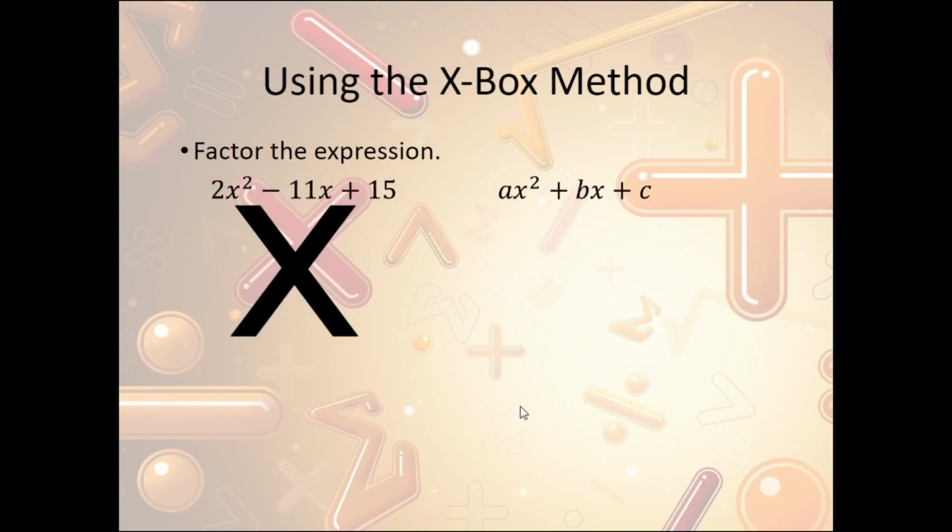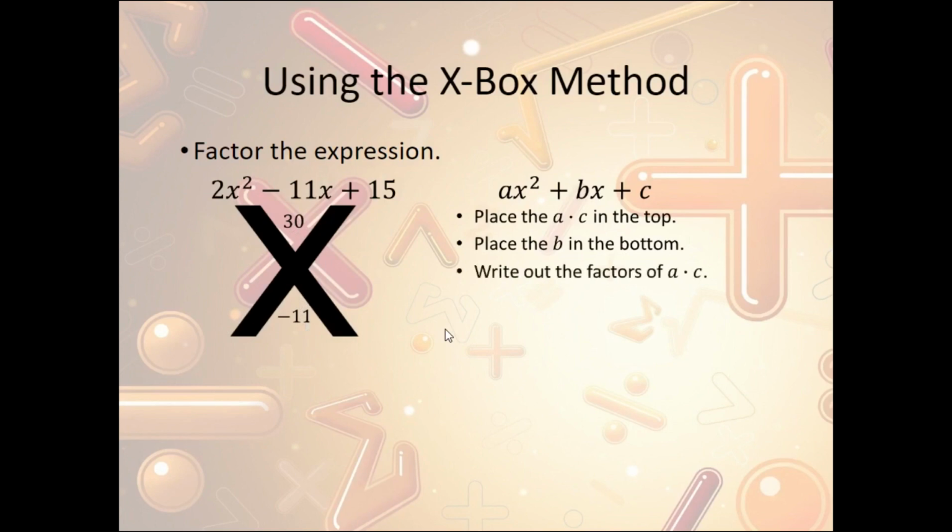We have 2x squared minus 11x plus 15. So again, put a times c in the top. So a times c is 2 times 15 is 30. And put b in the bottom, which is negative 11. So we need two numbers that multiply to get 30 and add to get negative 11.